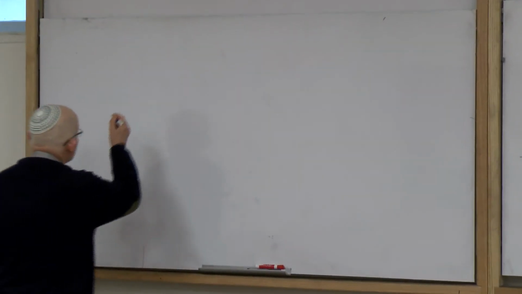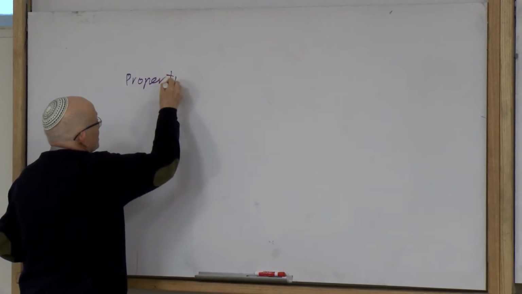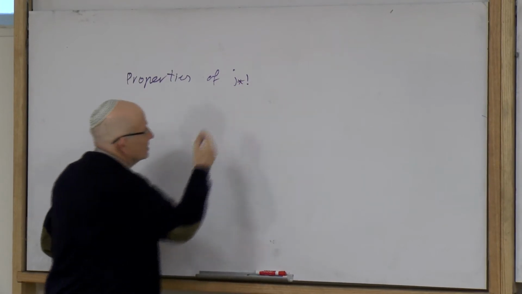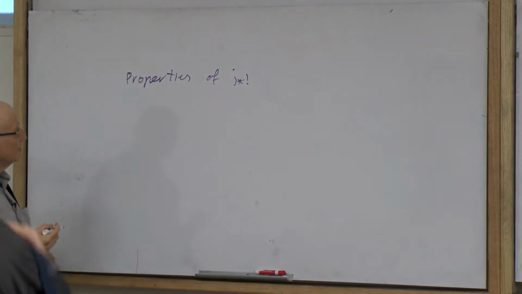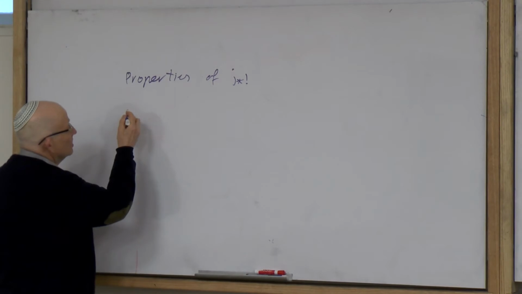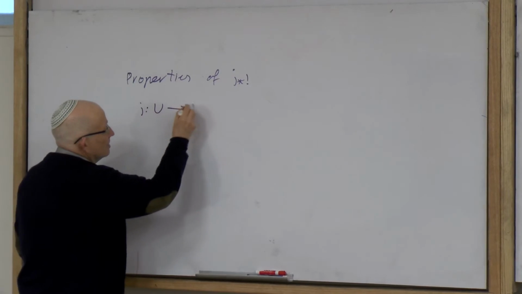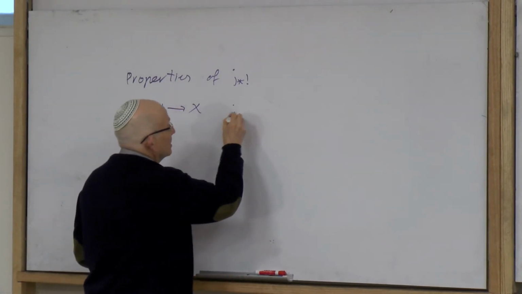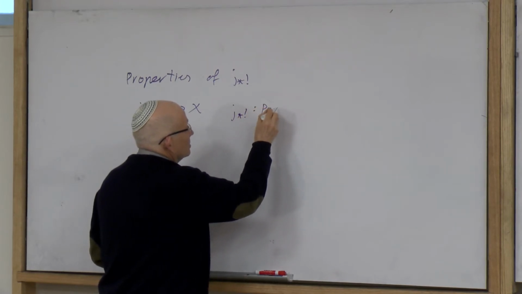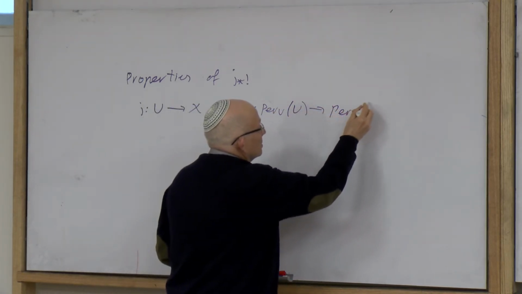So I want to discuss the properties of this function, this function J star sheaf, since we will use it many times. First, I want to make a remark. I defined it in case of open embedding, from perverse sheaves of U to perverse sheaves of X.